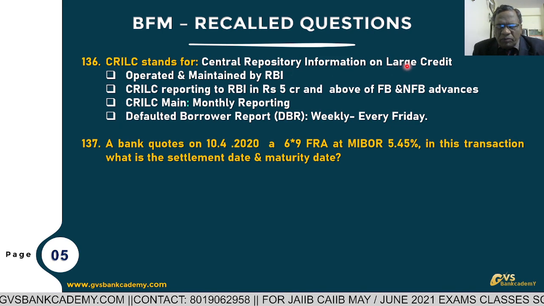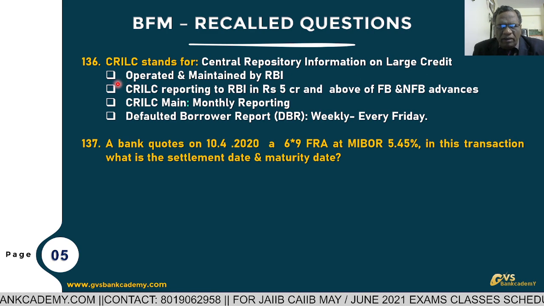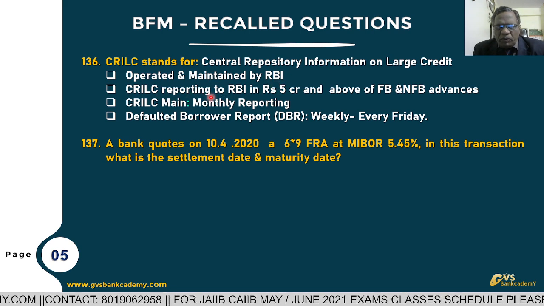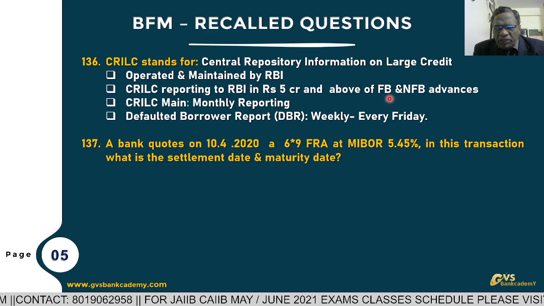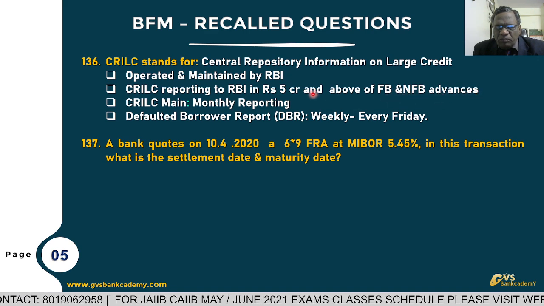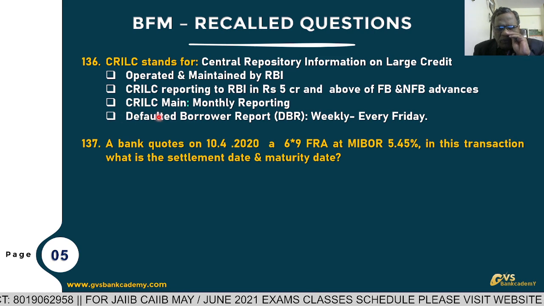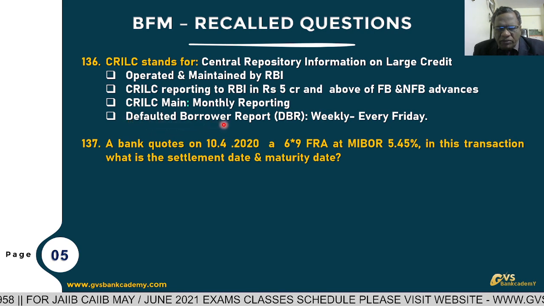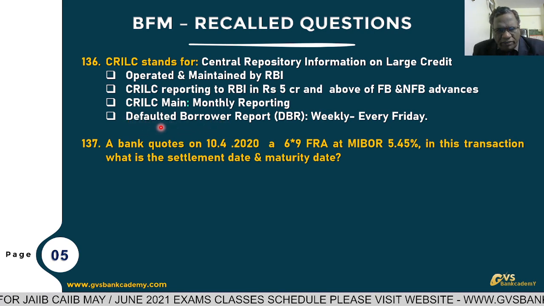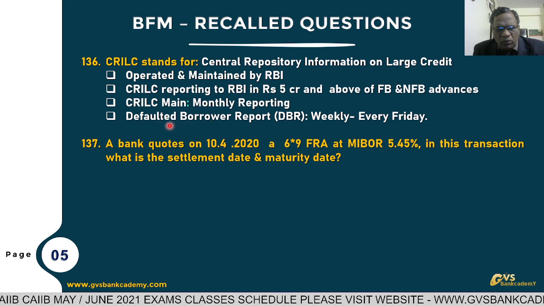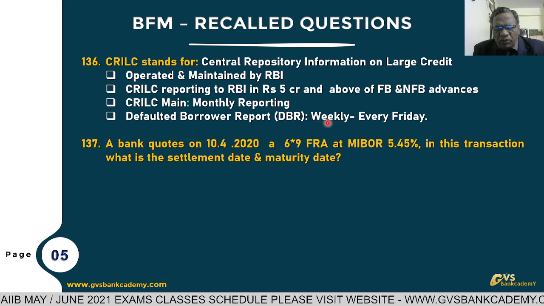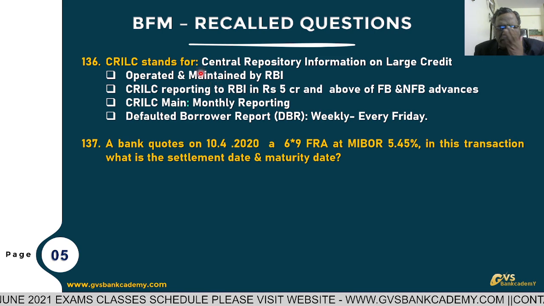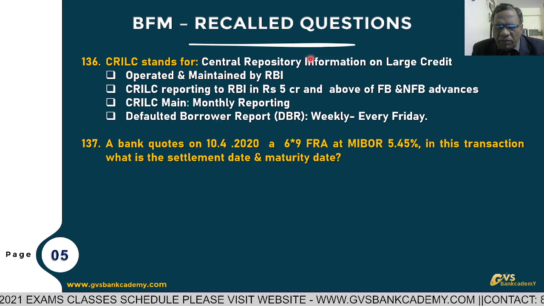CRILIC, Central Repository Information of Large Credit, is developed by RBI, operated by RBI, maintained by RBI. All banks have to report 5 crores and above, all fund-based and non-fund-based advances, to RBI. CRILIC main reporting is monthly. If default has taken place in any borrower account, default means even one day default also, SMA 0, SMA 1, SMA 2 and NPA, you have to report to RBI every Friday. If any bank is not reporting the eligible account, the bank has to maintain accelerated provision as per RBI direction.